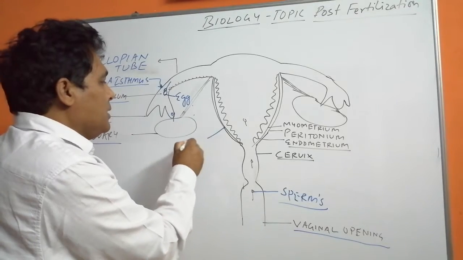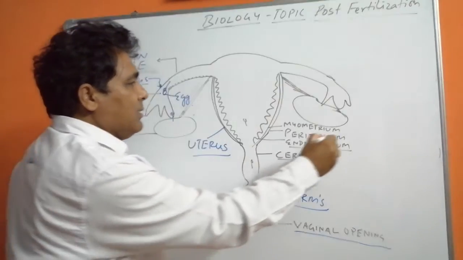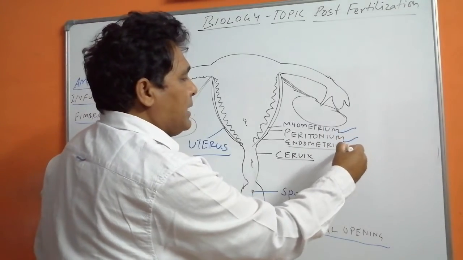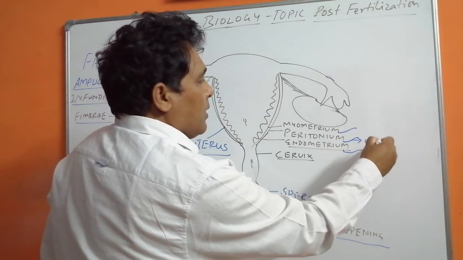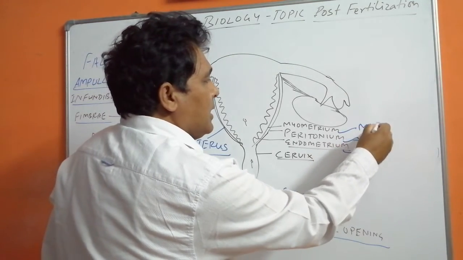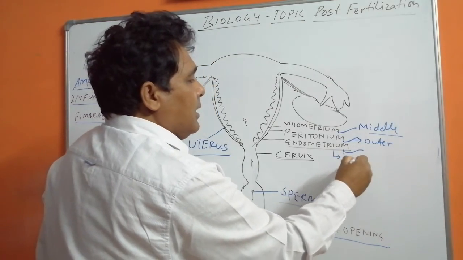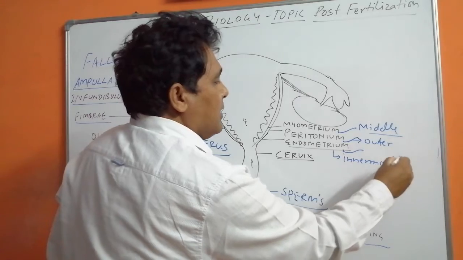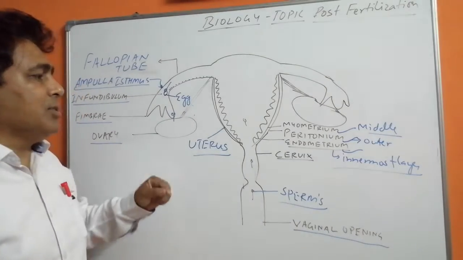Now this is the uterus. It has three layers: myometrium, perimetrium, endometrium. Perimetrium is the outer layer, myometrium is the middle layer, and endometrium is the innermost layer. You could have understood.